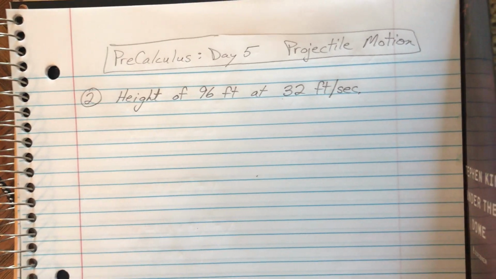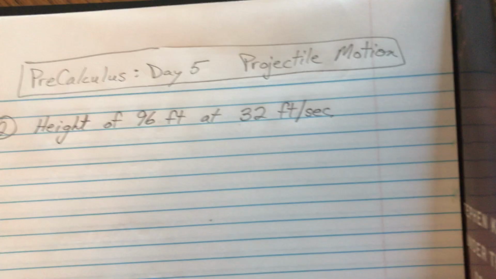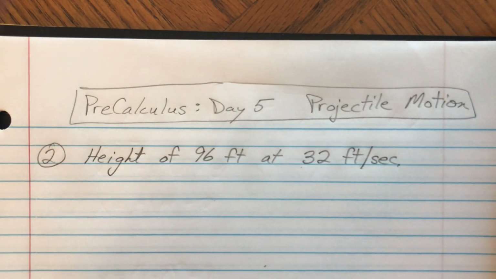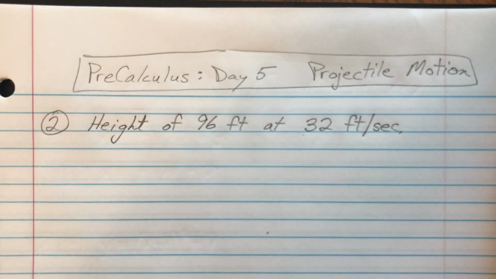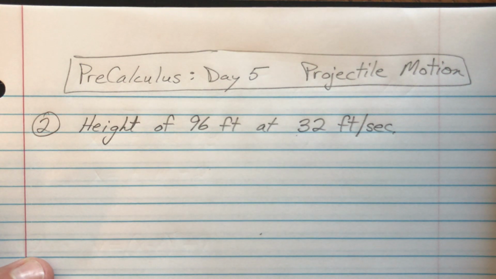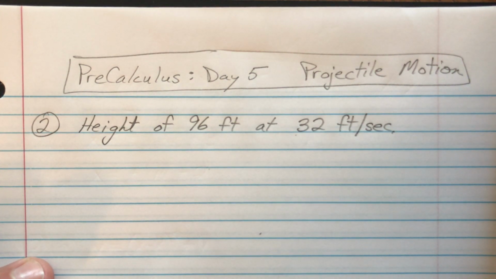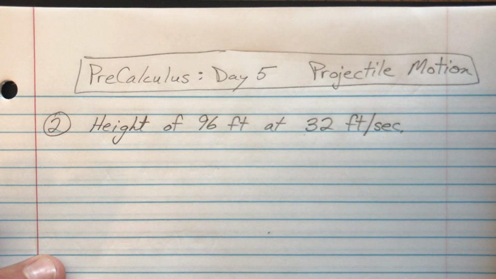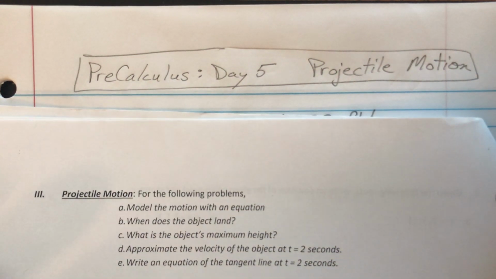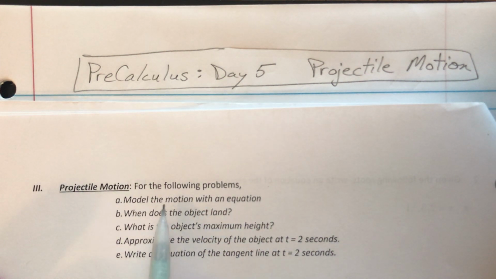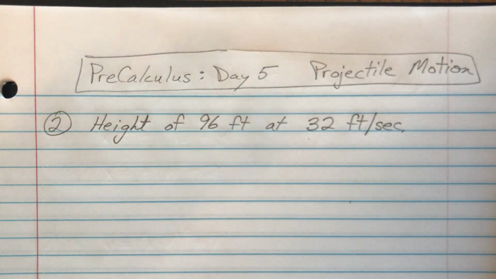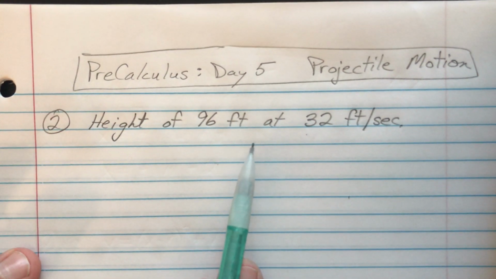Hey guys, today we're going to do some projectile motion problems. So basically you'll be given some type of initial height and some type of initial velocity. To do these questions, we first have to start out with an equation. Here's what the problems will ask you. Part A says, model the motion with an equation. The equation you're going to use, and this is number 2 on the sheet that you'll see uploaded.